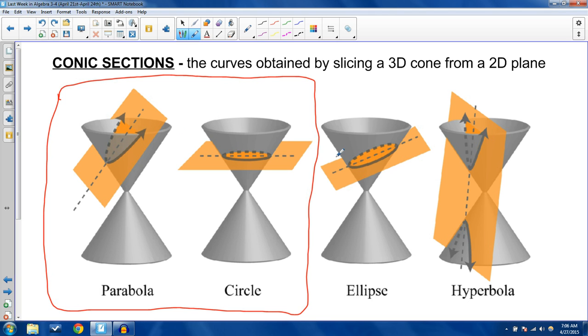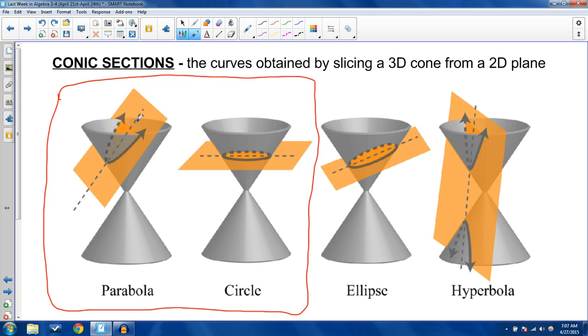An ellipse is if you cut it at such an angle where it hits two sections of your cone, such as here and here. It's like a skewed circle, like I said. And the hyperbola is where you cut it in such a way that it not only creates a parabola on one end, but on the other end you also create a parabola as well. These are the four unique types of shapes that you can make out of slicing a 3D cone with a 2D plane.